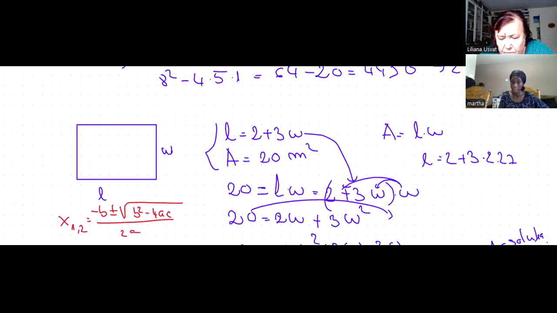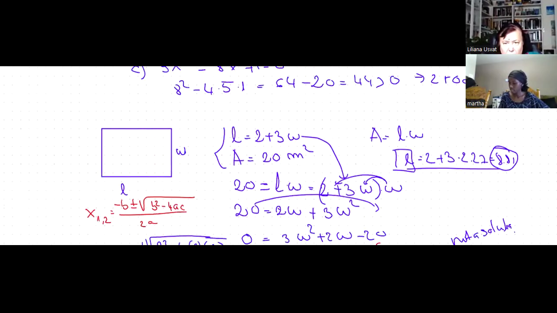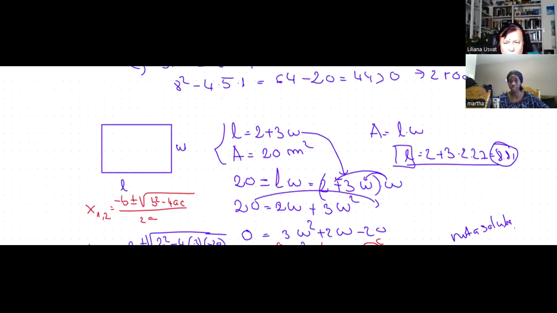2.27 times 3 plus 2 is 8.81. Let me make it smaller so you can see the entire problem. Even smaller.